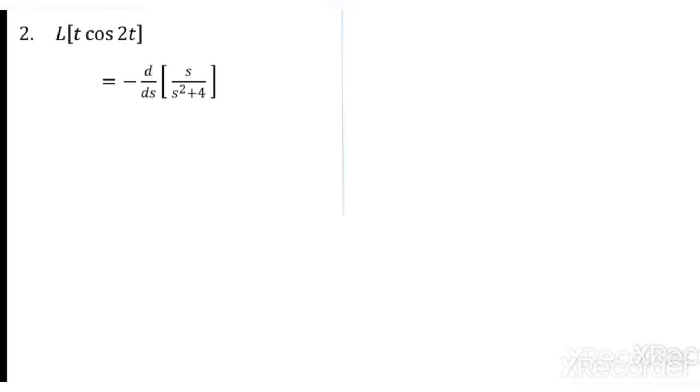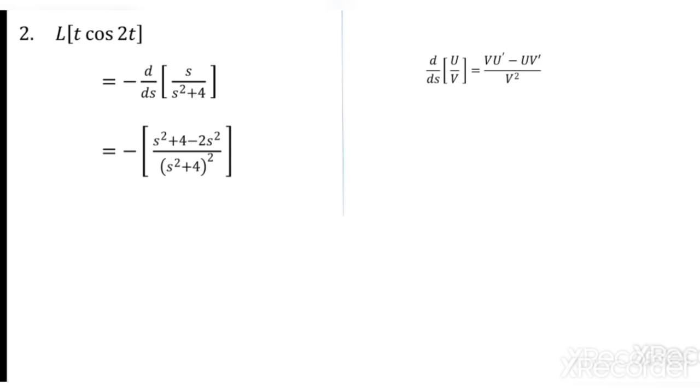Quotient rule again you can apply, u by v. So I get denominator s square plus 4 the whole square, and denominator into derivative of numerator, s square plus 4 into 1, minus s into 2s, that is minus 2s square. So if I simplify the numerator, s square minus 2s square gives minus s square plus 4, but outside I have minus, so I can write s square minus 4 by s square plus 4 the whole square.